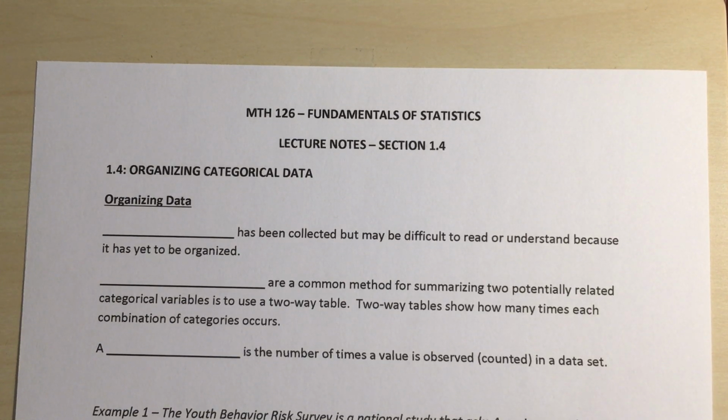In section 1.4, we're going to talk about organizing categorical data. So we're going to start by talking a little bit about different ways we can organize data. And then actually for the first time, we're going to get into some mathematical calculations and different things needed as we're going throughout this section. So to first start with, we're going to talk a little bit about organizing our data.